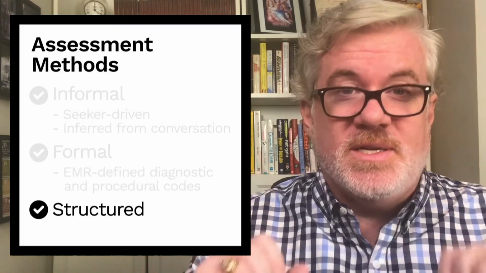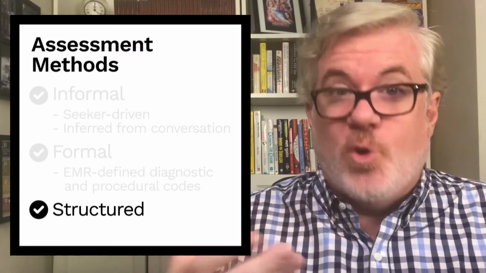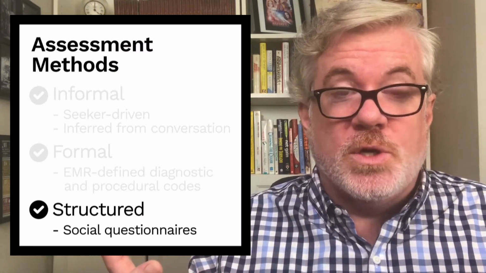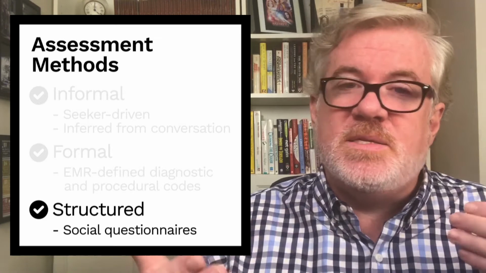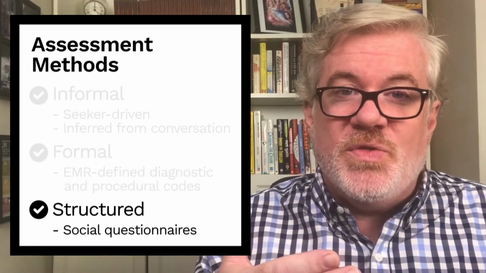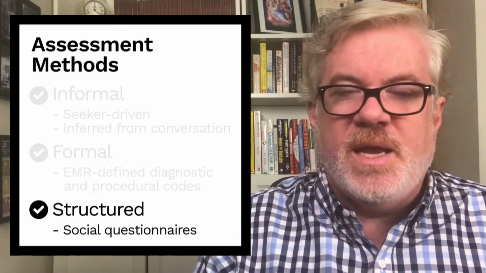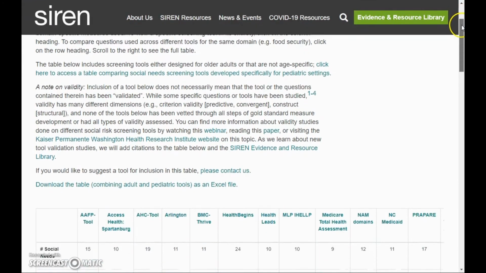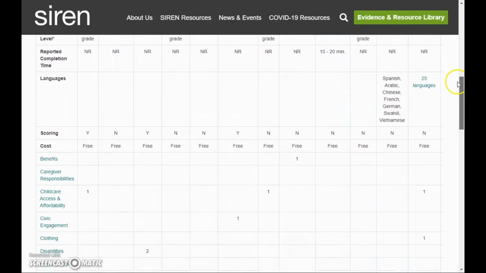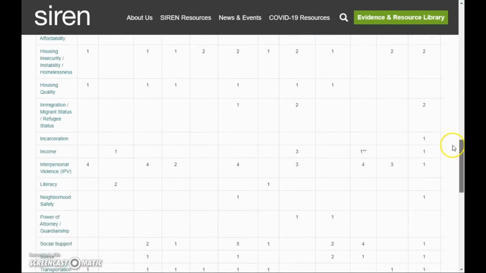Now, the third way social needs assessments are often done is what we call structured assessments. These are really questionnaires that are purpose-built for social needs screening and try to balance the need for structured data with the need for informality of exchange. And there are plenty of these questionnaires out there. A useful comparison chart for some of the better-known screening tools was put together recently by a group called the Siren Network, and we'll include a link to their analysis in the comments section of the video.